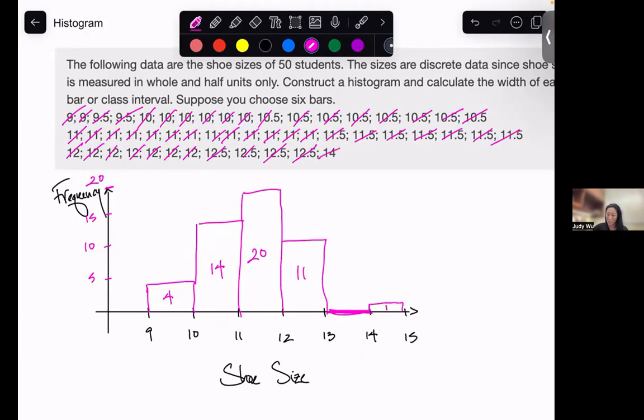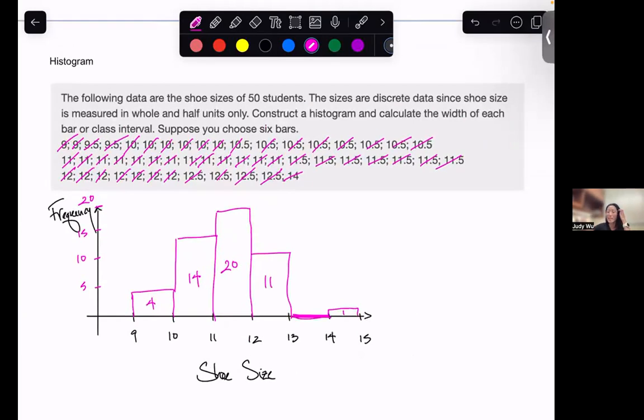Okay, so it's not very pretty, but we get the idea, I hope, that we're trying to sort the shoe sizes into different clumps. And so we can see here that the width of each bar or class interval is just going to be 1, because I'm going from 9 to 10, 10 to 11, 11 to 12, 12 to 13, et cetera. Okay, but let's see how we can use StatCrunch to help us out here.